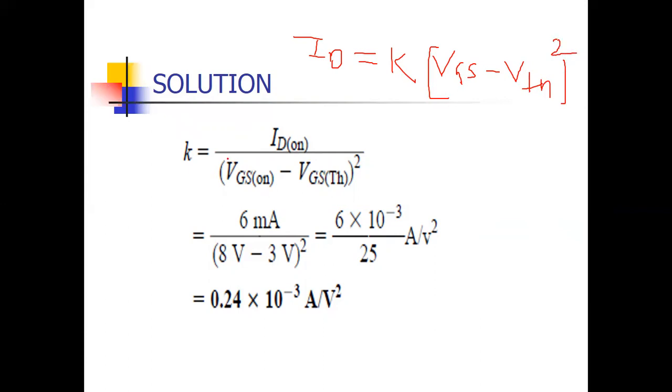So K is equal to ID(on) upon (VGS(on) minus VTH) whole square, if you see this formula. But remember, this ID(on) is not this ID, and this VGS(on) is not this VGS. Threshold voltage is the same, but ID(on) and VGS(on) are different values. Never compare these values to those. This is a fixed formula, but ID(on) and VGS(on) are device parameters.